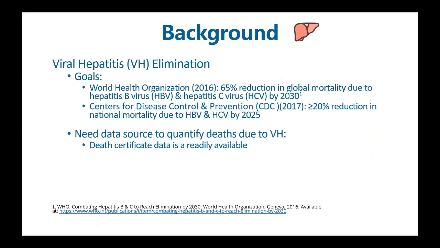As we all are working towards viral hepatitis elimination, we have target goals set by the World Health Organization, which states a 65% reduction in global mortality due to hepatitis B and hepatitis C by 2030. And the CDC set a greater than or equal to 20% reduction in national mortality due to hepatitis B and C by 2025. To track this metric and quantify deaths due to viral hepatitis, jurisdictions will need access to death certificate data. Next slide, please.